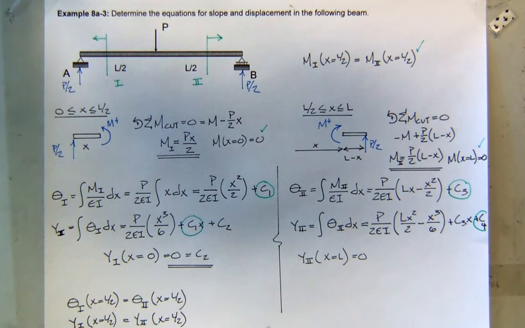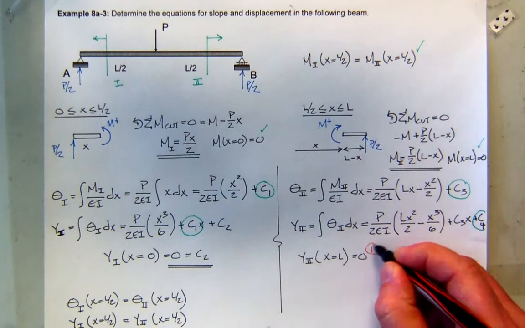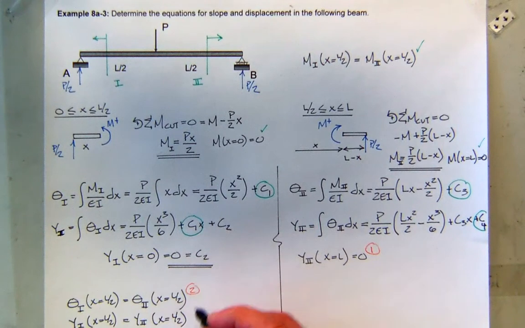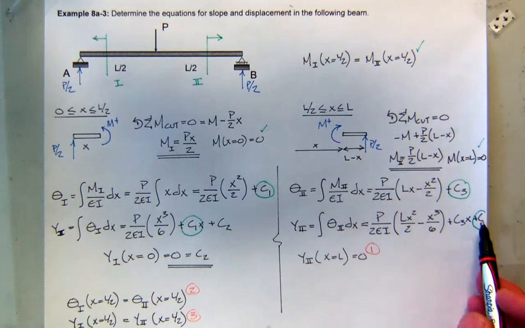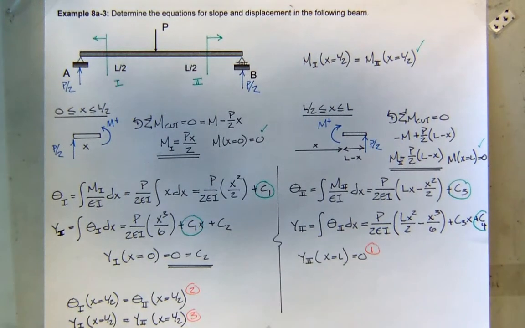So what you end up with here is 1, 2, 3 equations in 3 unknowns, C1, C3, C4. Now, if you have time and you have patience, you can solve those equations. Do you have time and patience during the exam? You may have patience, but you definitely don't have time.